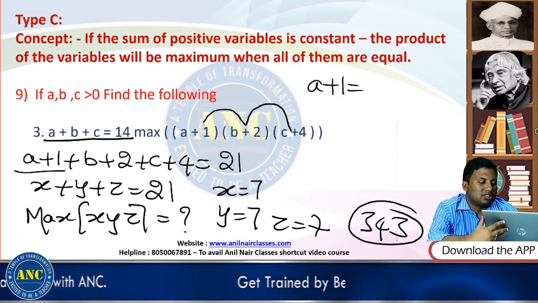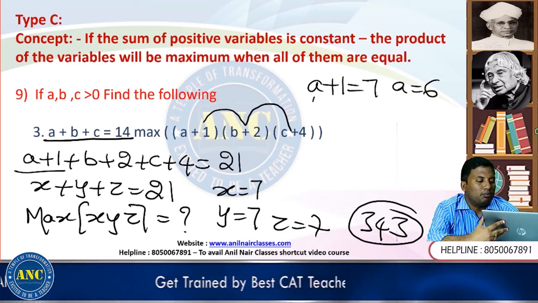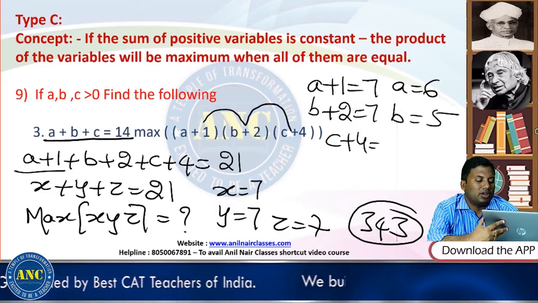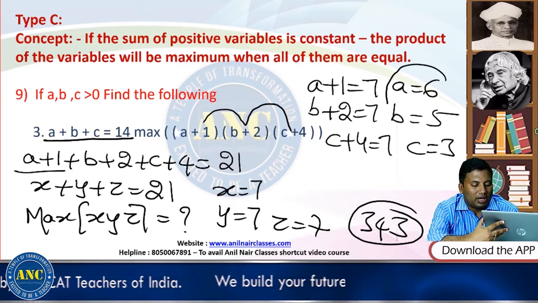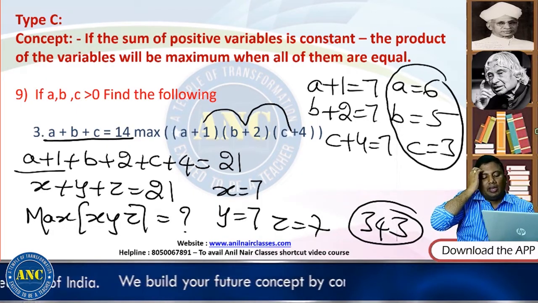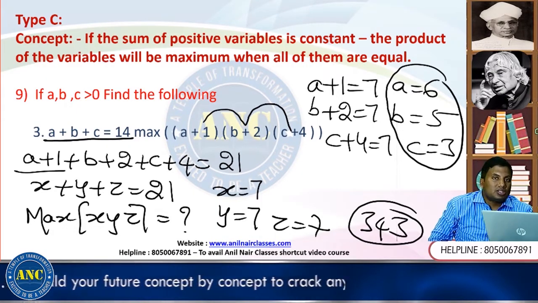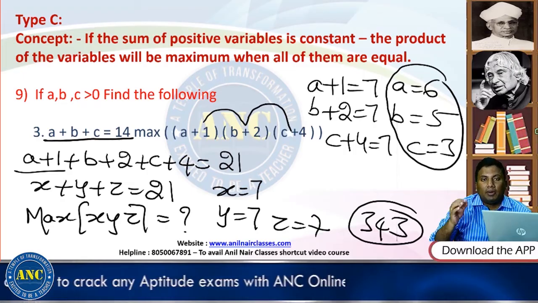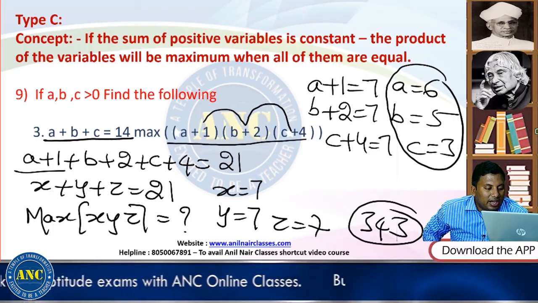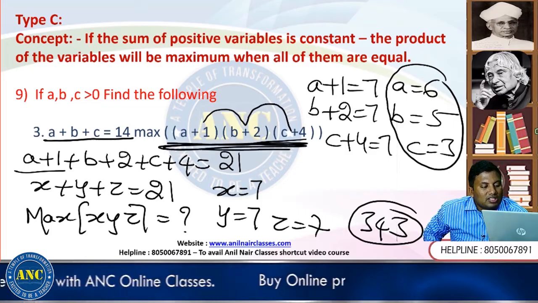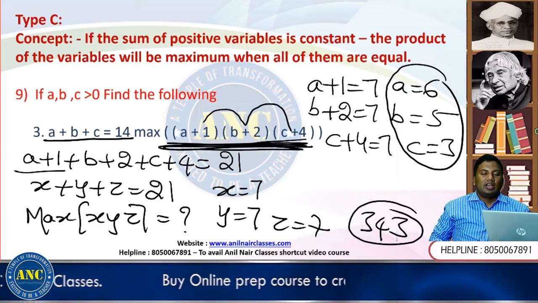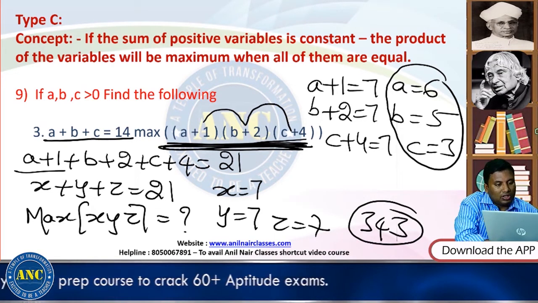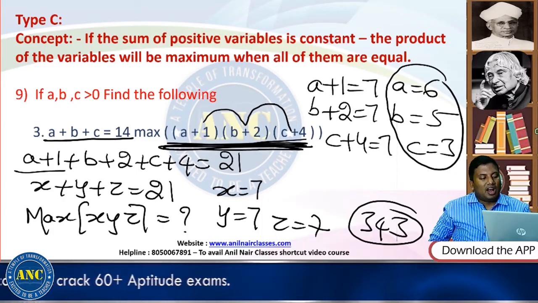At what value will it be equal? If A plus 1 is 7, A value will be 6. If B plus 2 is 7, B value will be 5. If C plus 4 is 7, C value will be 3. Because of these values, the product will be 343. Please do not substitute A equivalent to B equivalent to C and take 14 by 3. Remember, the product of the three variables will be maximum only when the sum of these three variables is constant. I hope it is clear.